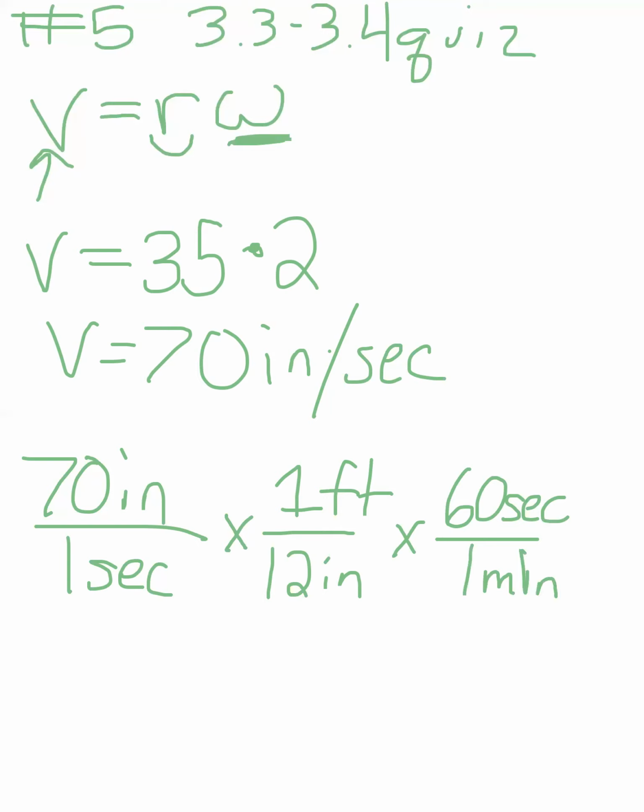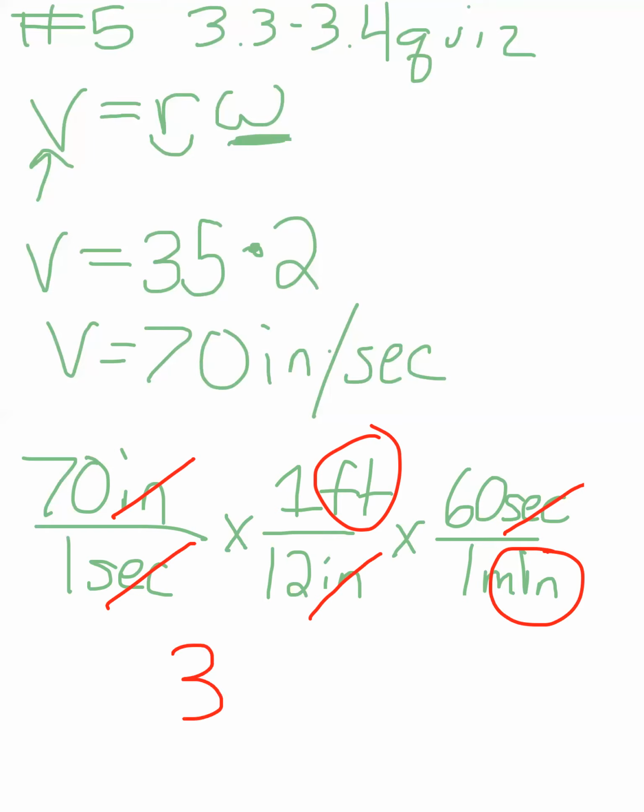So now let's change color and cancel our units. Inches will cancel with inches. Seconds will cancel with seconds, and I'm left with feet per minute, which is exactly what I wanted. So now I just have to do the math. When you do that math out, 70 times 60 and then divide by 12, you should end up with 350 feet per minute. Okay, so that's number 5.